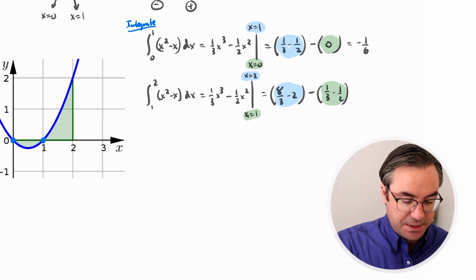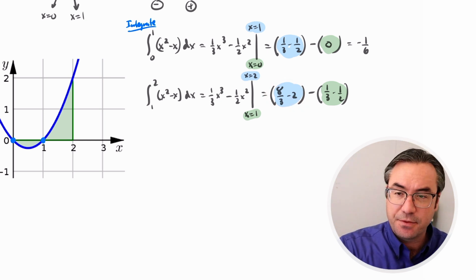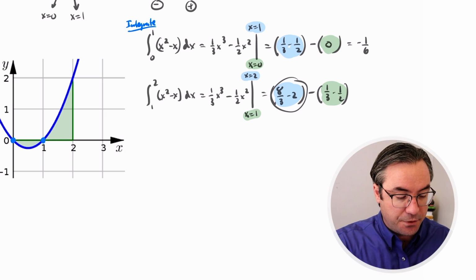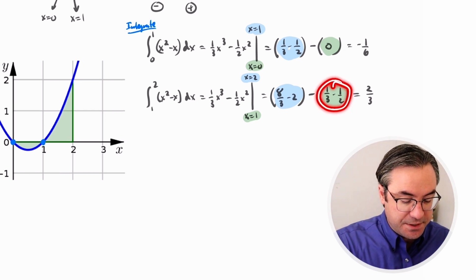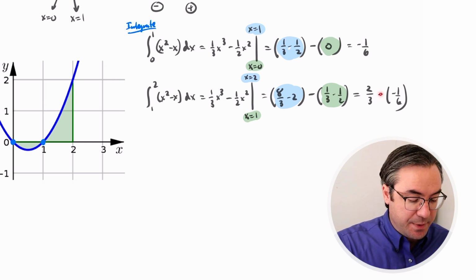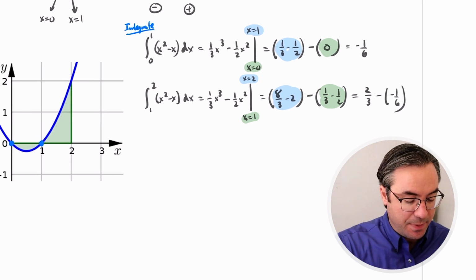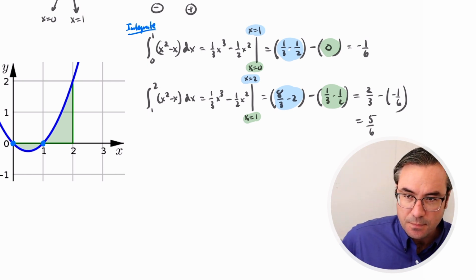Let's simplify. 8 over 3 minus 2, we could get a common denominator there. So this is the same thing as 6 over 3. So this first part is just 2 over 3 when we simplify. And we know that this is negative 1 over 6, so we have minus negative 1 over 6. The double negative becomes positive. And again, if we get another common denominator, we can add these together, and we end up with positive 5 over 6.